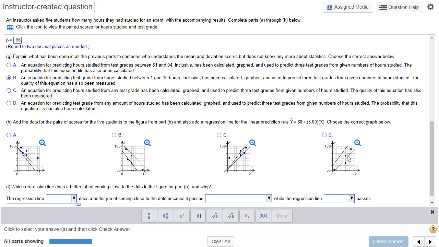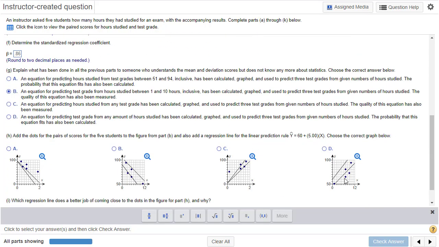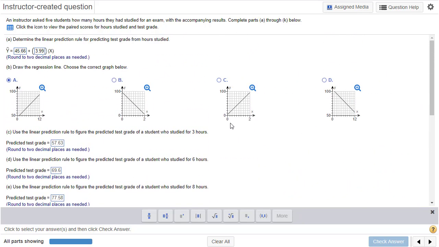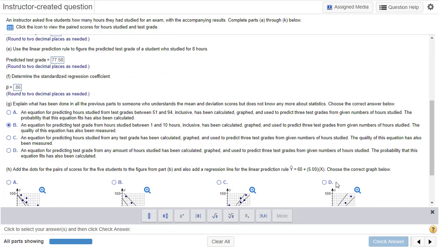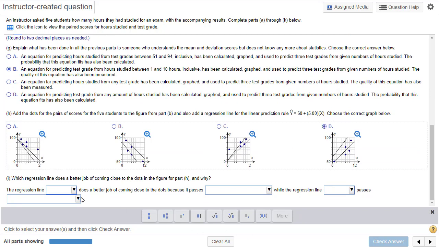So there's my graph that I graphed earlier in part A up here with my dots. And then this one here is at 60, so it shifted up 60, and it's got a slightly bigger slope. My equation was around 45, so my equation looks like it's going to be much better. So D, and then let's see, part I. Which regression line does a better job of coming close to the dots in the figure for part H?